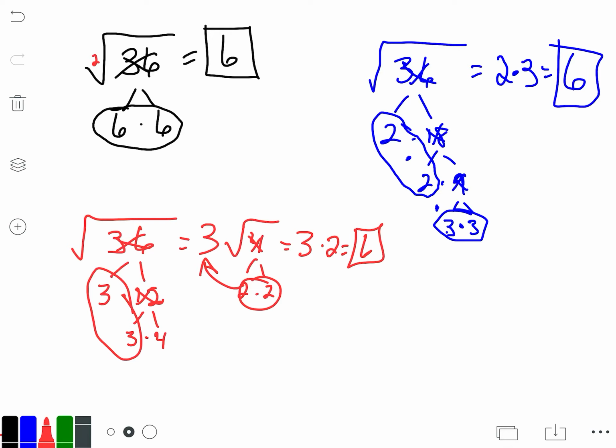Okay. When you have a leftover, like the 4 that we had here, it just stays inside. And if you have more leftovers that are not factorable and don't get you any more pairs, you just multiply them together back underneath. Just like on the outside, you multiply them together.